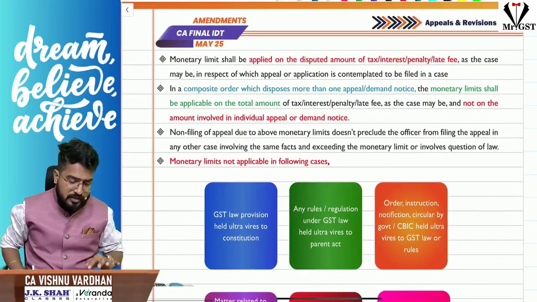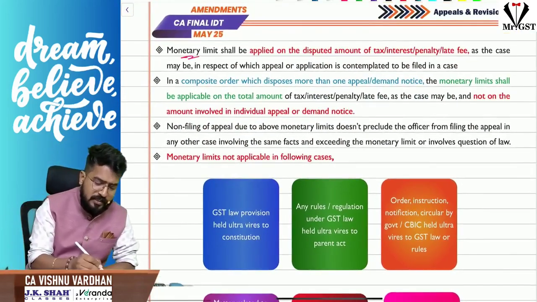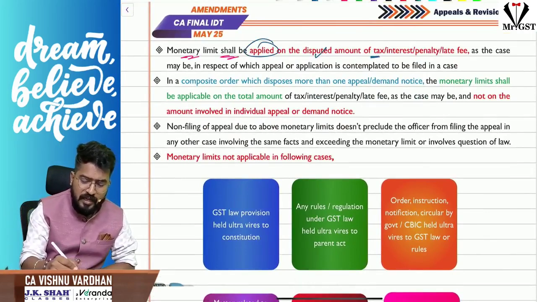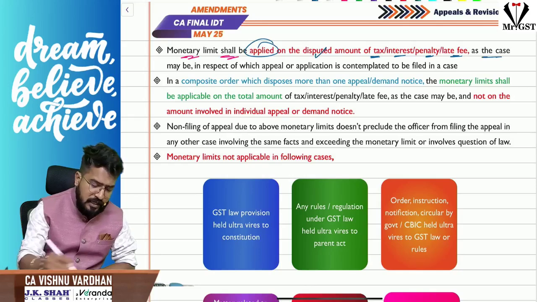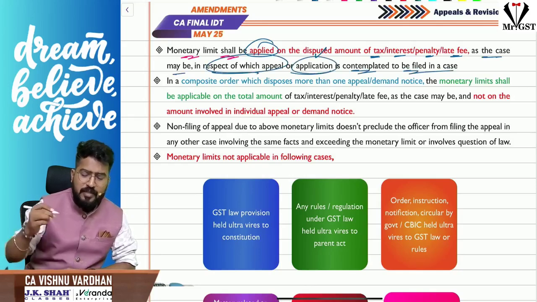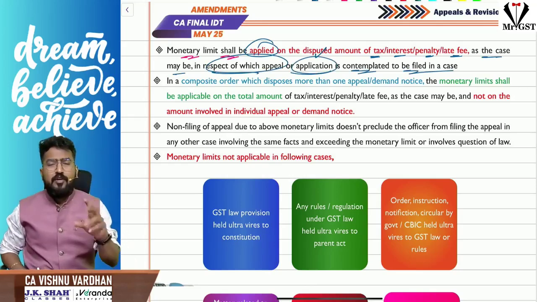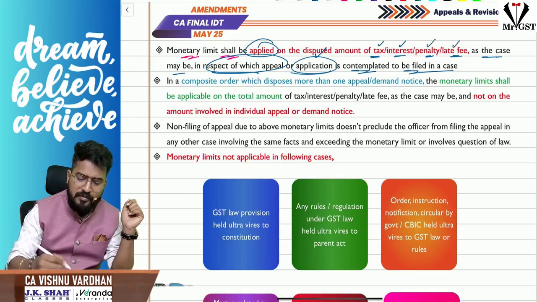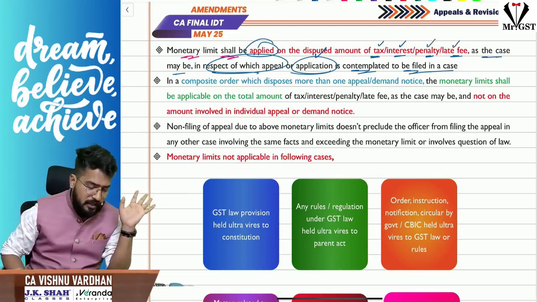Now here one interesting point is, sir, the monetary limit shall be applied on the disputed amount of tax, interest, penalty, late fees as the case may be, in respect of which the appeal or application is contemplated to be filed in a case. So in any order, whatever the amount involved, it can be with respect to tax, interest, penalty, late fees, all those should be taken into consideration.